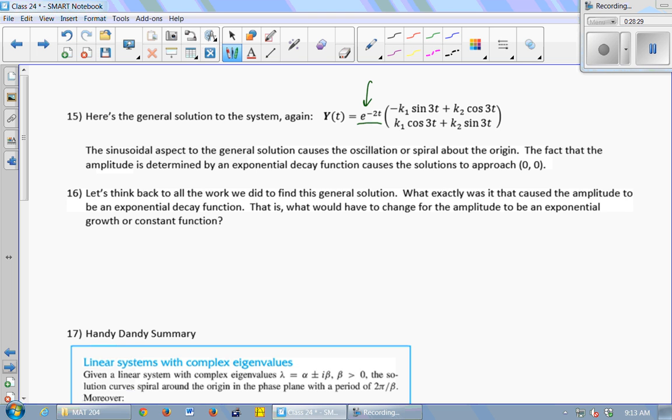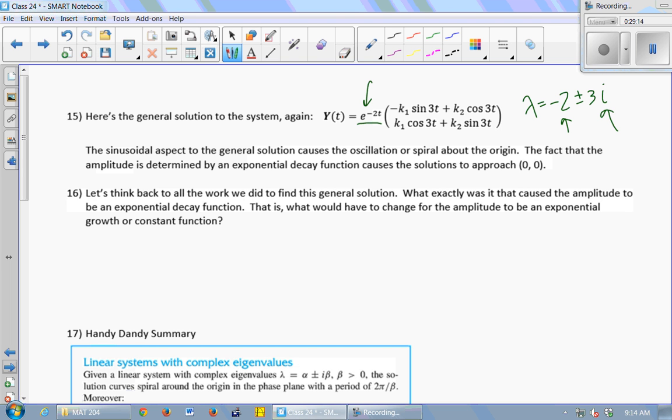Where did that negative 2 come from? Even before Euler's formula. When we solved for lambda, remember the lambda value was negative 2 plus or minus 3i. It's the negative 2, because then we applied Euler's formula. When we did e to this thing, we ended up with e to the negative 2t, and then this thing became the sinusoidal part of the solution. So it was the fact that the real part of the complex eigenvalue was negative. That's what makes it exponential decay.